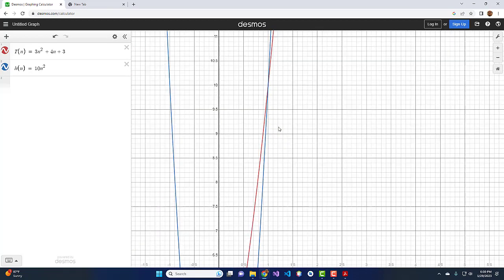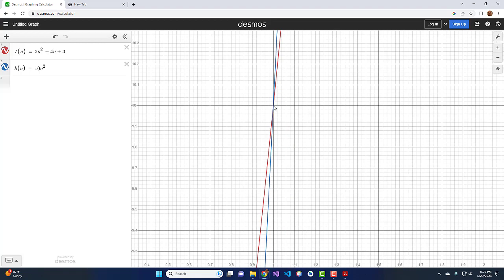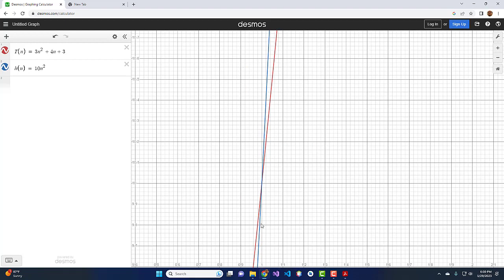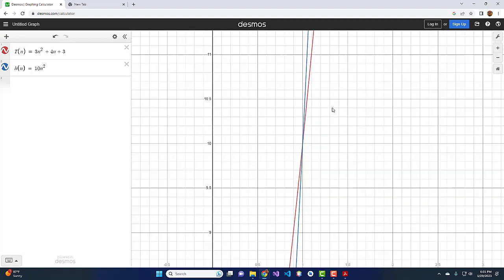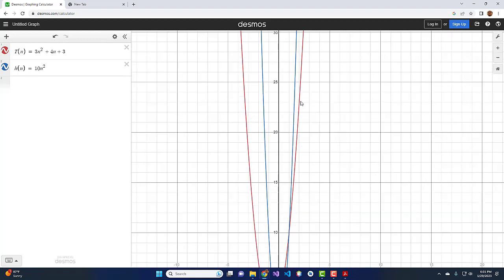It's kind of hard to see here, but if you zoom in pretty far, you'll notice that at some point that red goes under. That's the t of n that we were talking about, and then the blue surpasses it, and that happens at the point 1, 10. The blue ends up being higher than that, and you can see that the blue remains larger and will grow faster forever and ever. All right, so that should at least give you a visual.